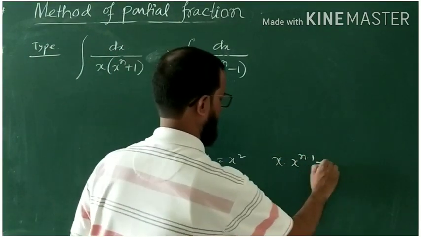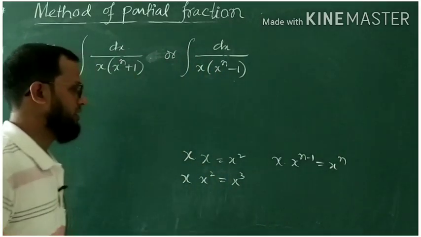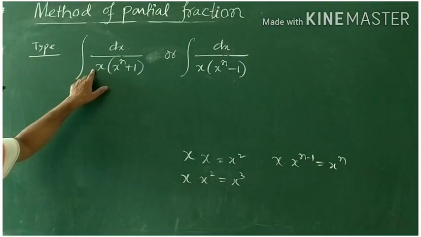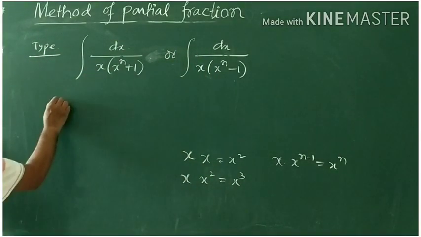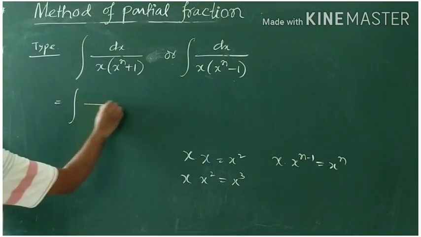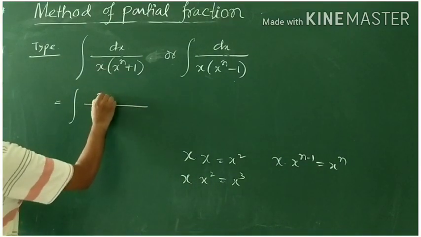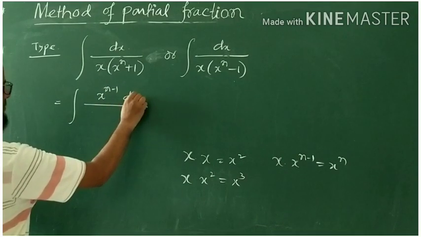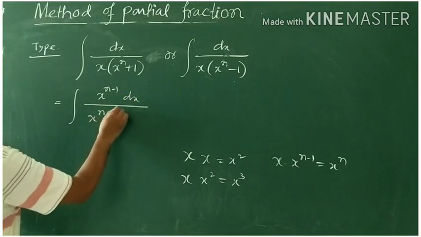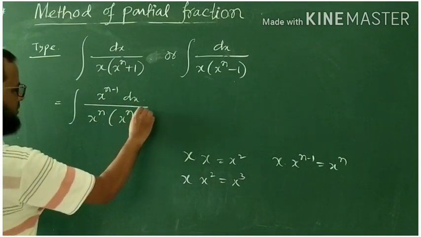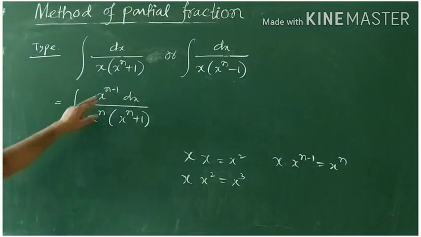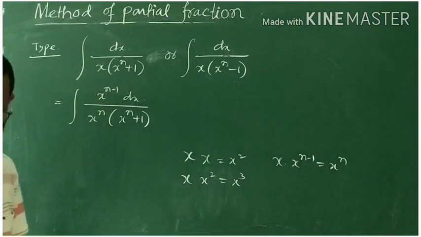तो अब जाके क्या होगा? x to the power n हो जाएगी. So if you multiply the denominator by x to the power n minus 1, similarly you can multiply the numerator by x to the power n minus 1. Okay, नीचे क्या होगा? x to the power n into x to the power n plus 1. Multiplying x to the power n minus 1 in denominator and numerator.